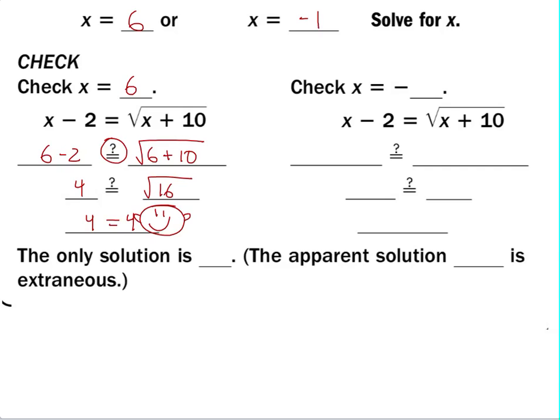On the right, we're going to go ahead and check x equals negative 1. So we got negative 1 minus 2. Is that maybe equal to square root of negative 1 plus 10? So negative 1 minus 2 is negative 3. We got a square root of 9, and square root of 9 is 3. So is negative 3 equal to 3? And the answer is no. Sad face. Yeah, what can you do?